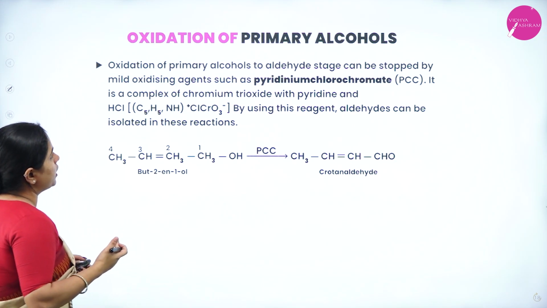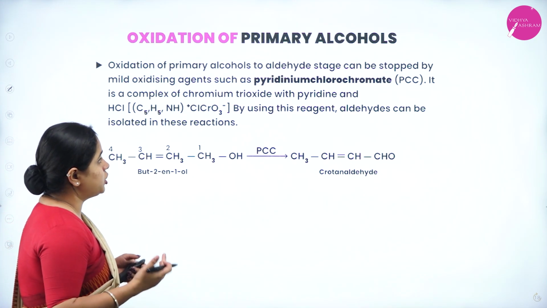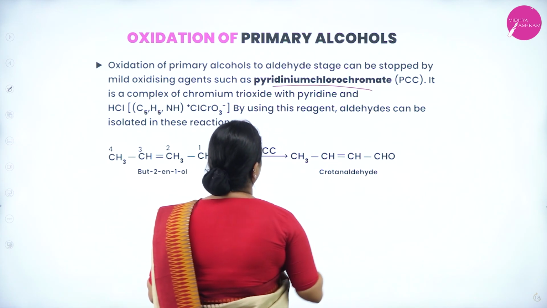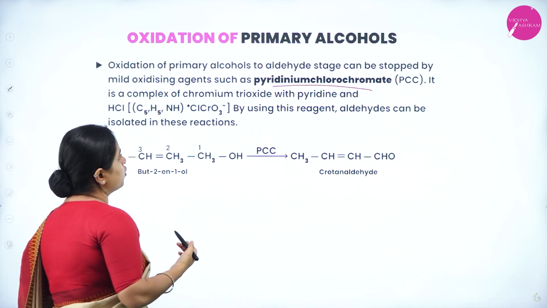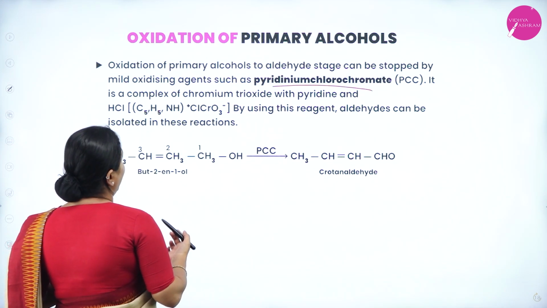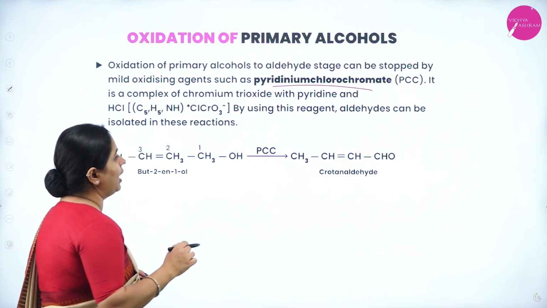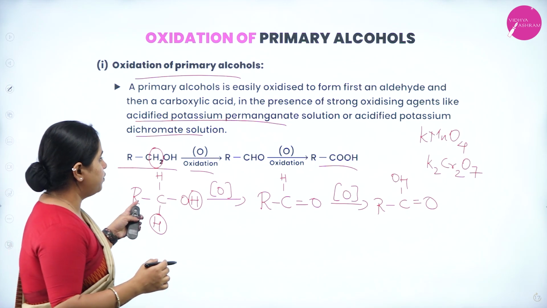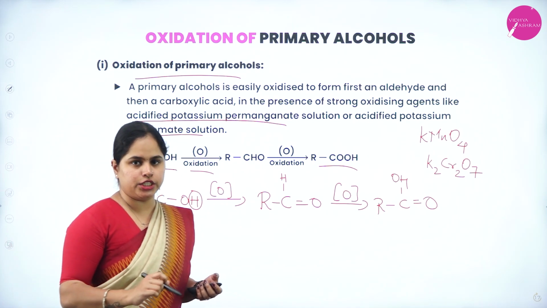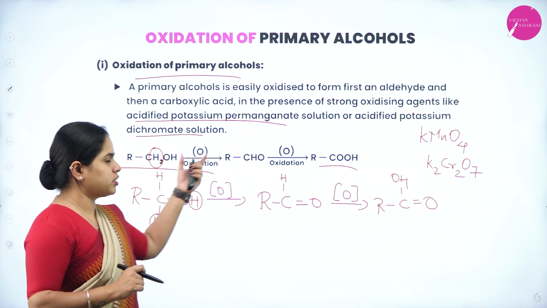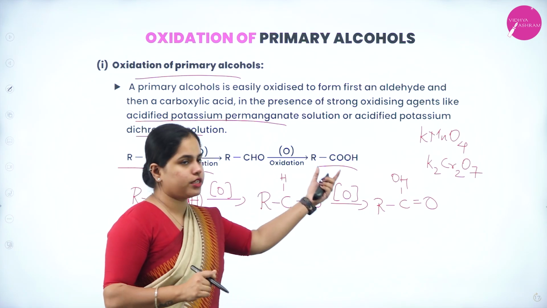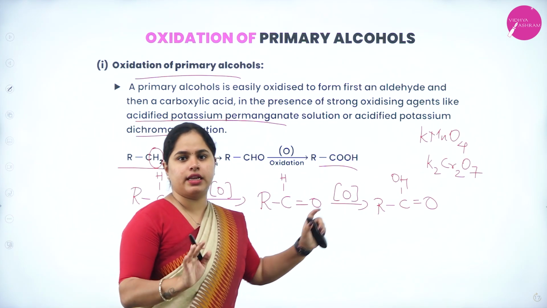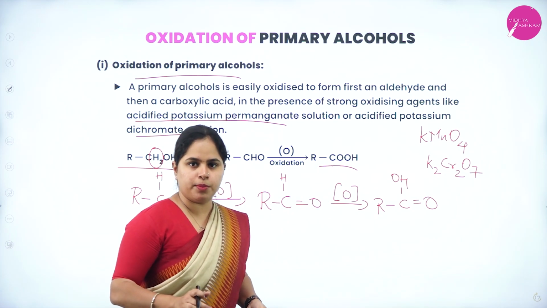Now oxidation of primary alcohols can be stopped at the aldehyde stage by mild oxidizing agents such as PCC, pyridinium chlorochromate. It is a complex of chromium trioxide with pyridine and HCl. By using this reagent, aldehydes can be isolated in these reactions. So as discussed, if we are using a strong oxidizing agent, what will happen? Alcohols will oxidize to aldehydes, aldehydes will oxidize to carboxylic acid. So from alcohols, you will get carboxylic acid and the reaction will stop. So this will be your final product.